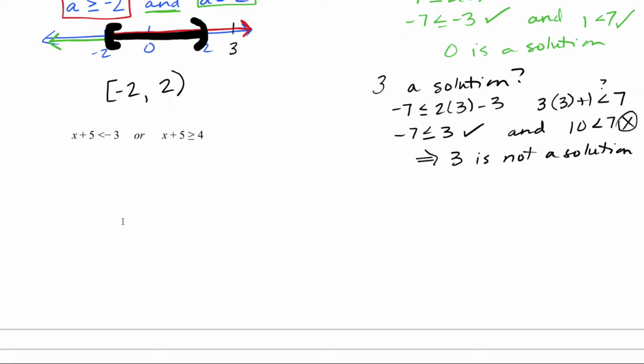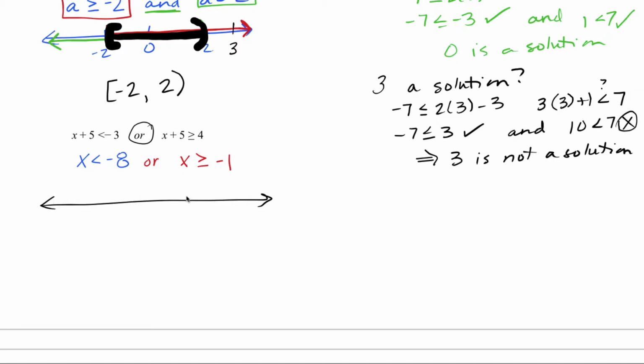For this next inequality, what's different? It's an or. So let's solve this. We'll solve the first one in blue. I want to subtract 5 from both sides. So we have x is less than -8. I'll solve the other one. We'll put the word or here. It's important to carry down that compound word there. We want to subtract 5 from this also. So we have x is greater than or equal to, so 4 minus 5 is -1. So let's graph this.